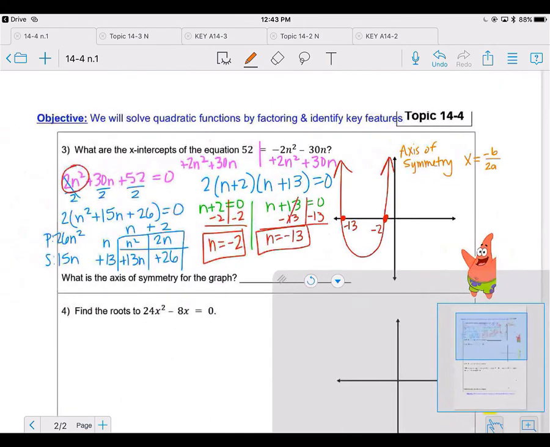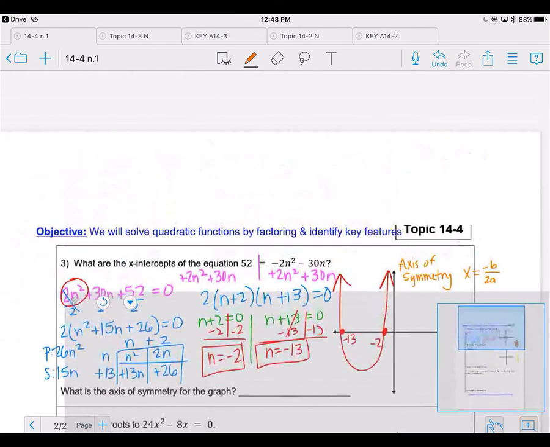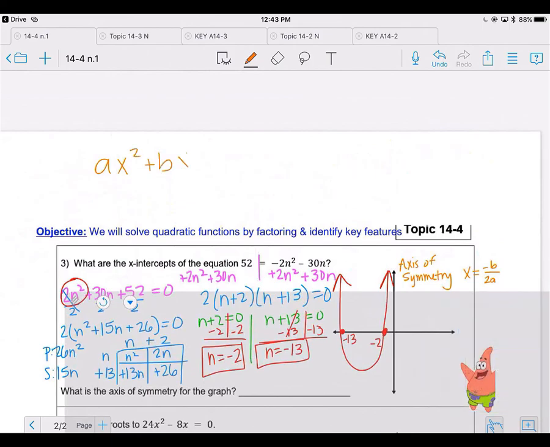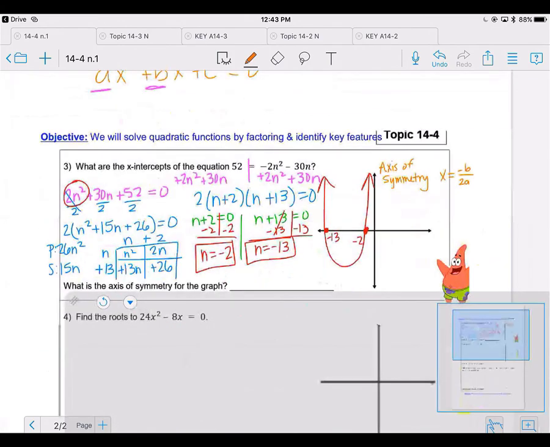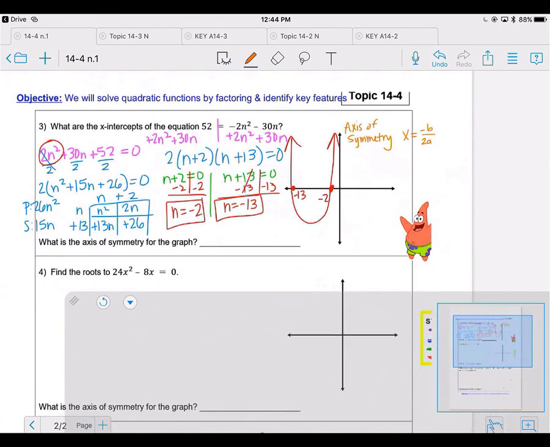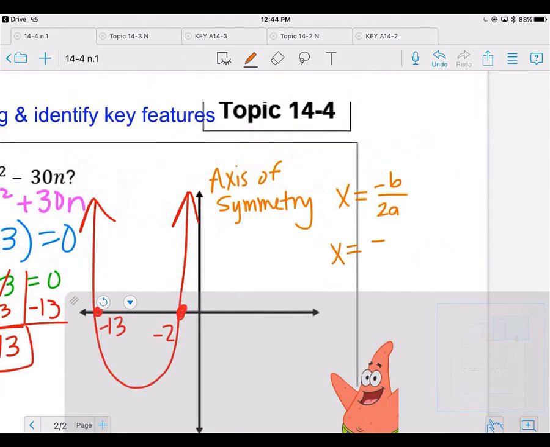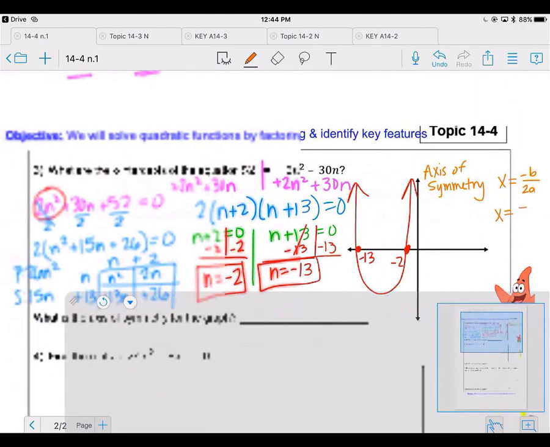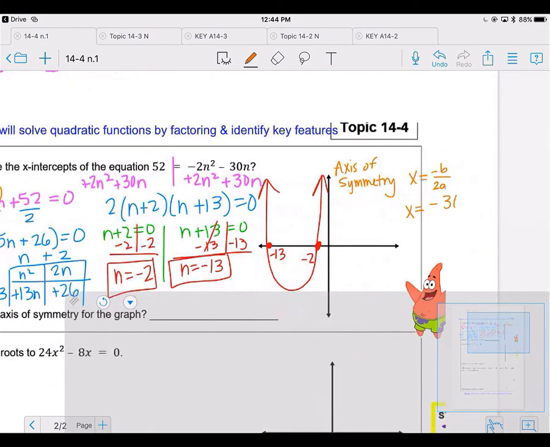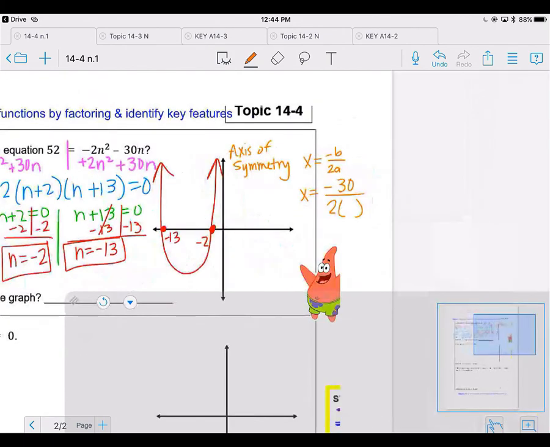So, if we remember back to day 1, standard form is ax squared plus bx plus c equals 0. So for the b and the a, I need the first and second numbers. And for this, we use the original equation. So negative b would be negative 30 divided by 2 times a. A would be a positive 2.